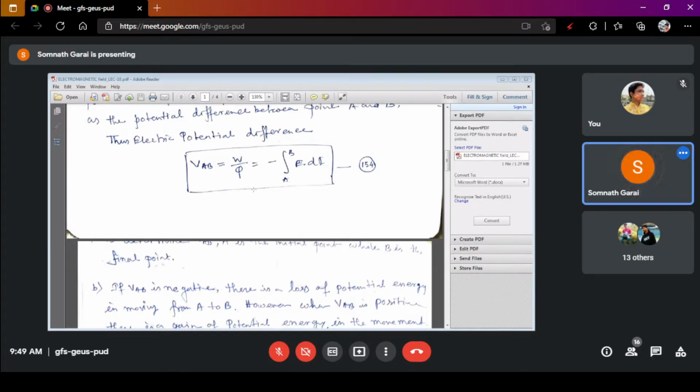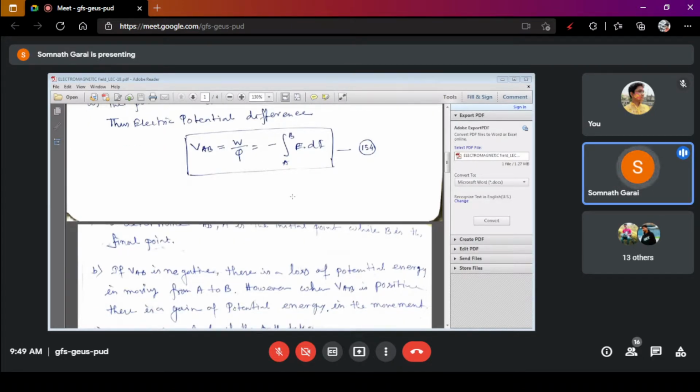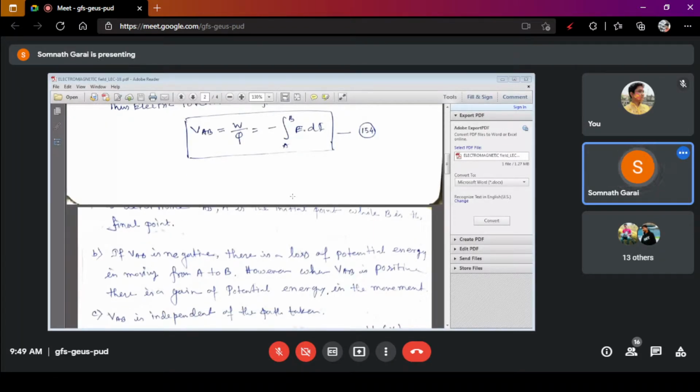Now, if the electric potential VAB is negative, that represents a loss of potential energy when we move a point charge from A to B. If the potential difference is negative, there is a loss of potential energy when the point charge q moves from A to B.